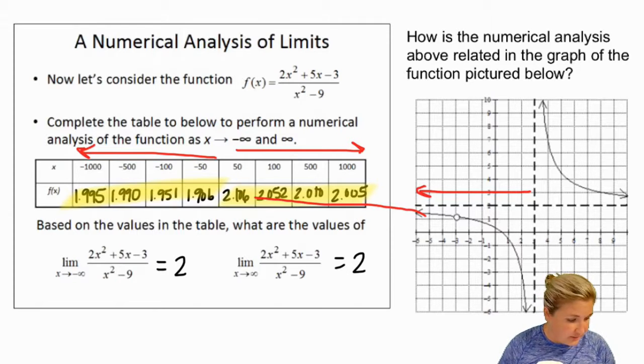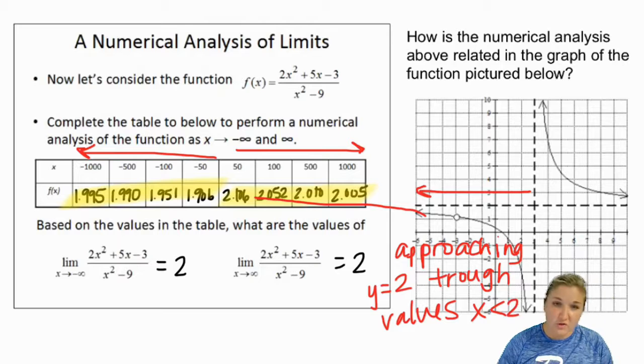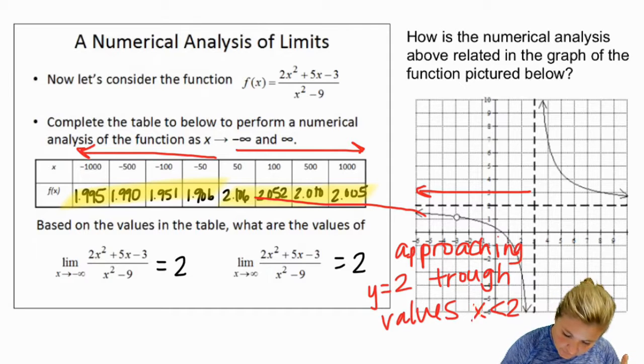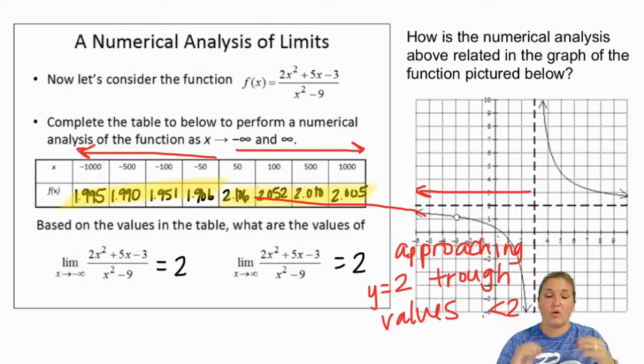Another thing to note is that these values are approaching 2 from the bottom. So those are values that are less than 2. It's approaching y equals 2 through values that are, sorry, I don't know why I wrote x, through values that are just less than 2. It's like 1.999999999. Those numbers, so below 2.